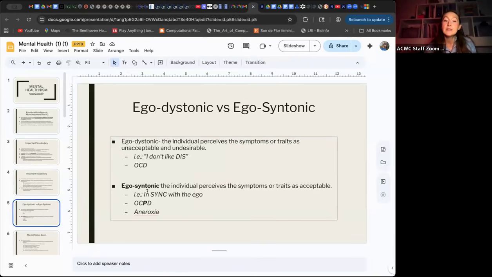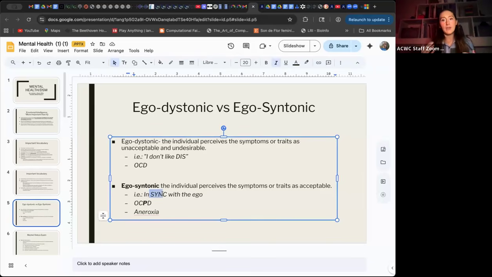And the difference is with ego syntonic, this one's in sync. It's in sync with how that person feels as a person, like their ego. And a lot of times that's one of the reasons they cannot really get help, because they don't see a problem. To them, there is no problem. To them, everything's fine.